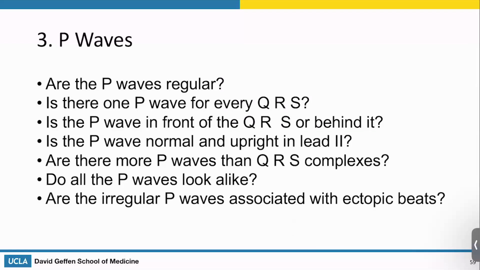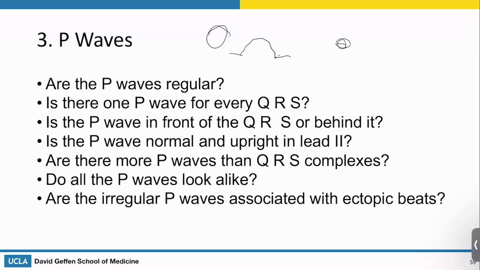Remember, we talked about the P waves. Are the P waves regular? Is there a P wave for every QRS complex? Why do we care about that? Well, we want to know that the SA node, hopefully, if it's an upright P wave like this, right? Okay, so we want to know if the SA node generated the impulse. Well, if there's a P wave associated with the QRS complex, it means that that impulse came from the atria down the AV node and stimulated that ventricular complex.